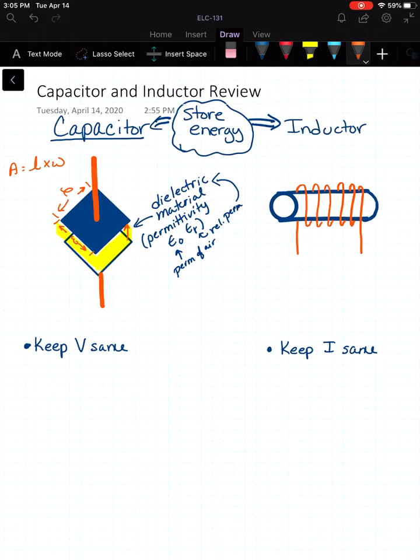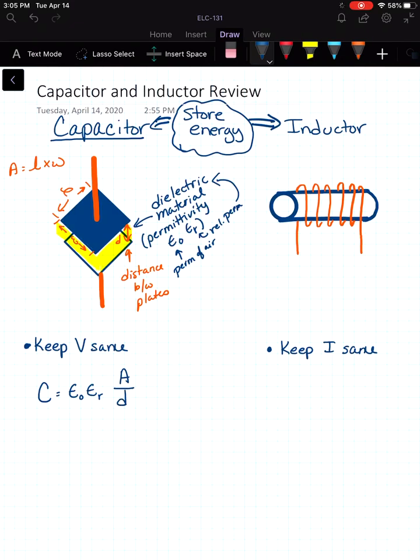Also, we would look at the distance between the plates. We call that d. Those are the 3 factors we look at when determining what kind of capacitance we have on that capacitor, or how many electrons we can store per unit of voltage. So that equation looks like this: the permittivity of air times the relative permittivity of the dielectric material, times the area, divided by the distance.